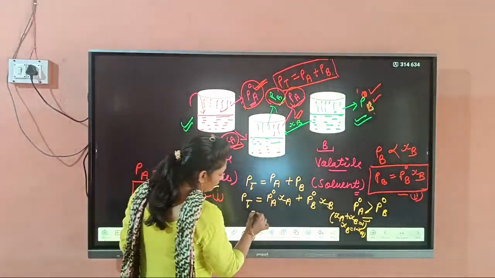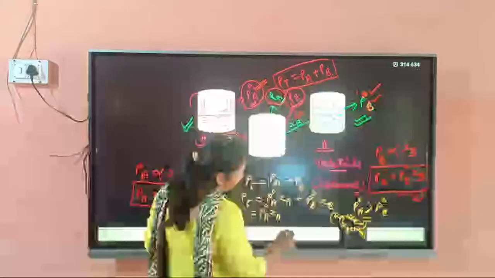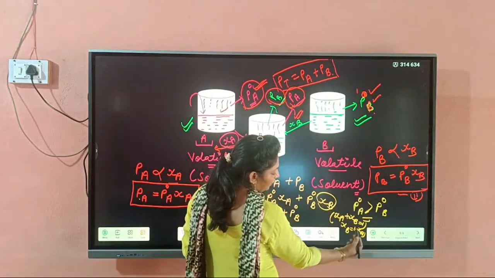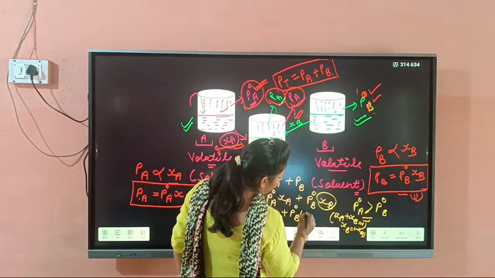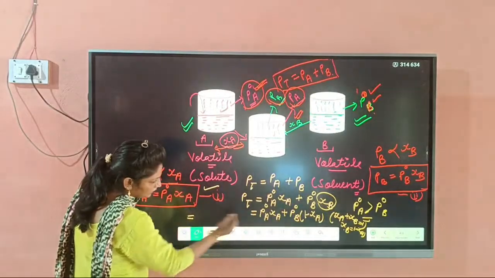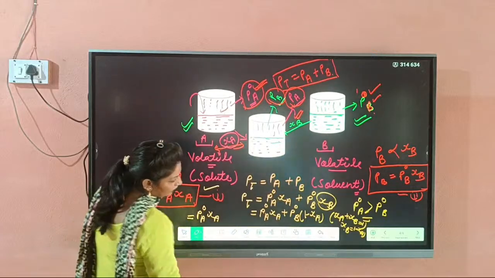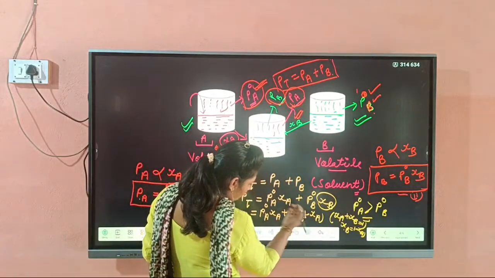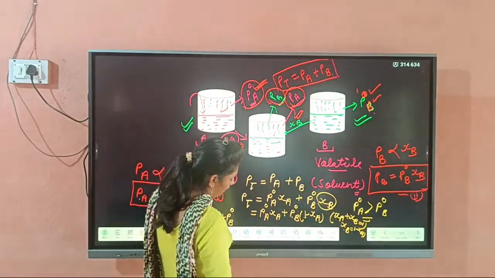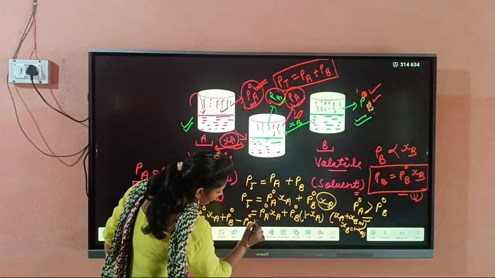So from here PT is equal to P naught A XA plus P naught B. We can put the value of XB, and the value of XB is 1 minus XA. Here P naught A XA, now P naught B into 1 is P naught B, minus P naught B into XA, P naught B XA.